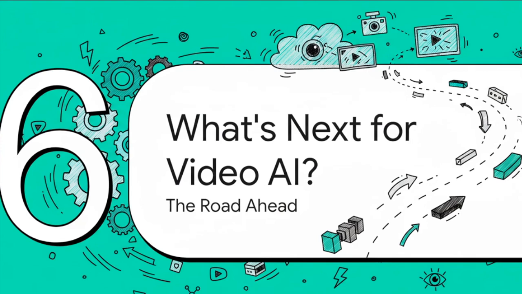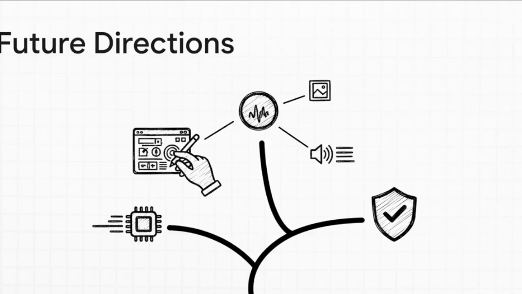So, with all of that in mind, what's next? Where is all this heading? The pace of change here is just breathtaking. So let's take a look at the road ahead. Right now, the focus is on a few key things. First, making these models way more efficient so they're not just for people with supercomputers. Second, giving creators much better control so you can tweak the little details.